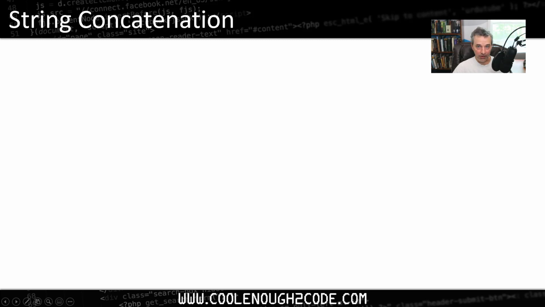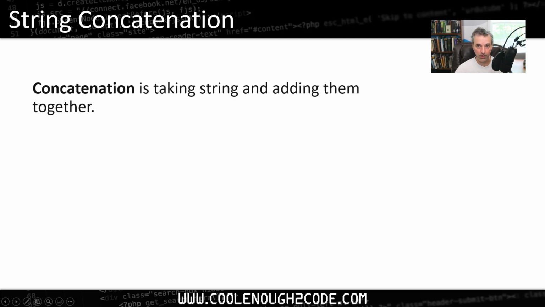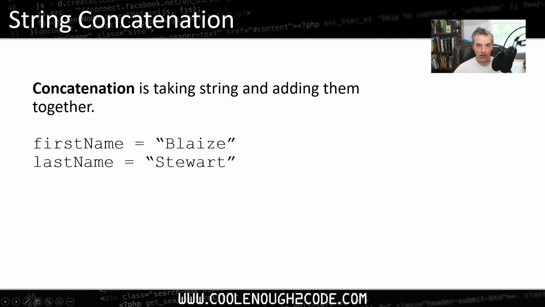So the last concept I want to introduce here is called string concatenation. Now, this is the ability to take two smaller strings and combine them to make a larger string. So basically combining strings. So let's say I had a variable called first name and its value is Blaze. And then I have a second variable that is last name and its value is Stuart. And I want to create another variable that combines these two together. So I call that name.